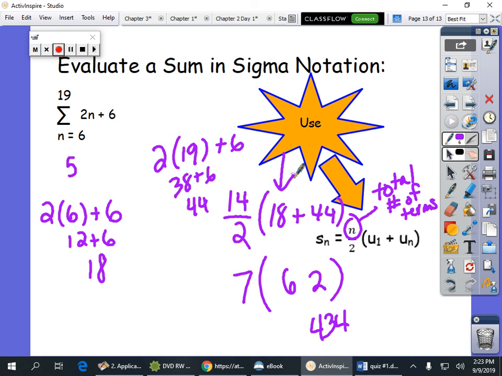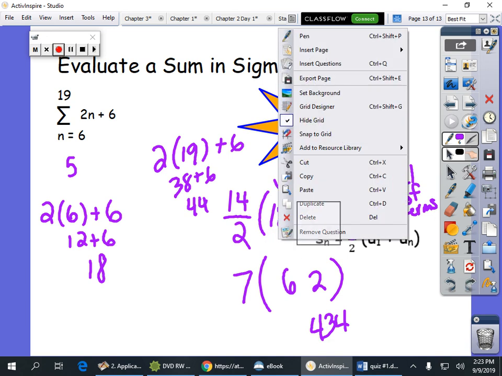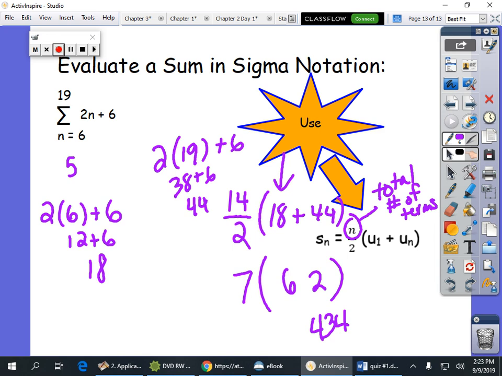This is the answer to the bottom plug-in. This is the answer to the top plug-in. Always, always. It is not new. You've been summing up numbers since last week. It's just presented in a different format.